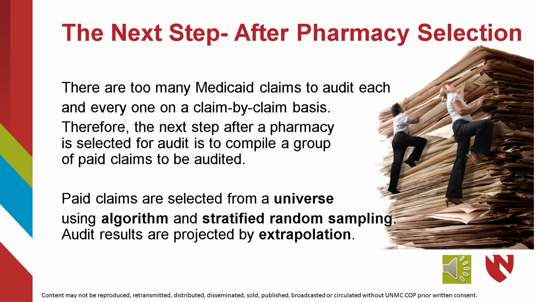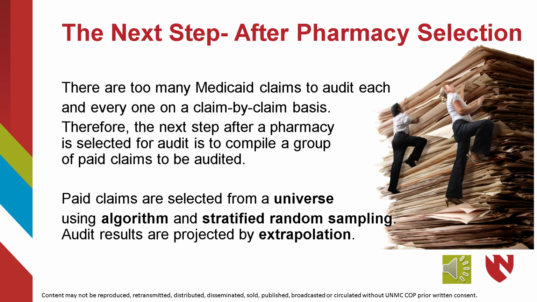And so if we take a look at 2014 and all of the Medicaid claims that went through the pharmacy, there's really just too many claims to audit each and every one of those claims. So therefore, the next step after that pharmacy has been chosen for audit is to determine what group of claims from that year will actually be audited. So paid claims are selected from a universe. So that universe will be all of the claims that were submitted to Medicaid and paid on for the year.